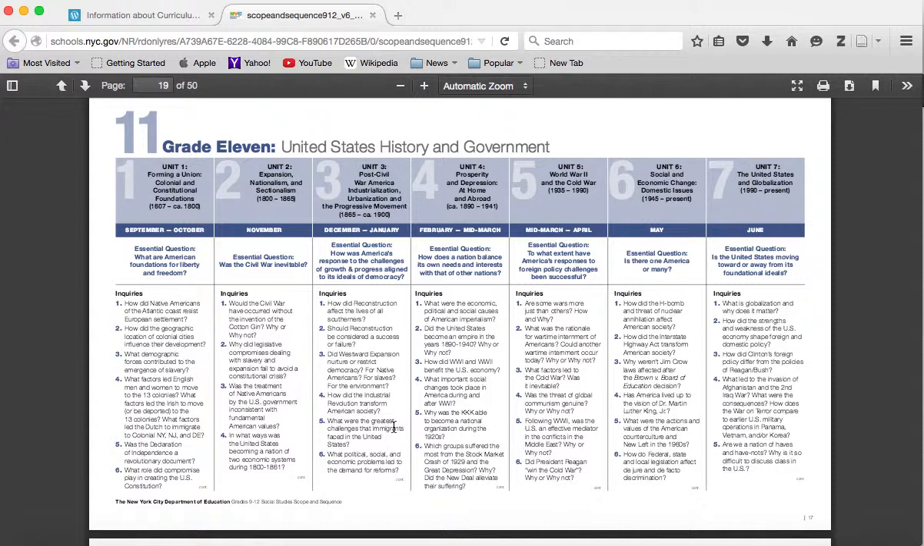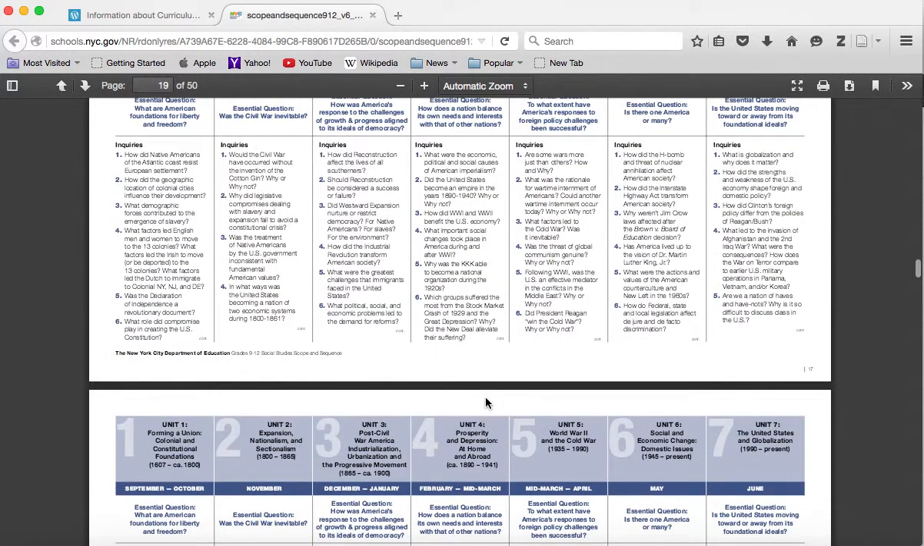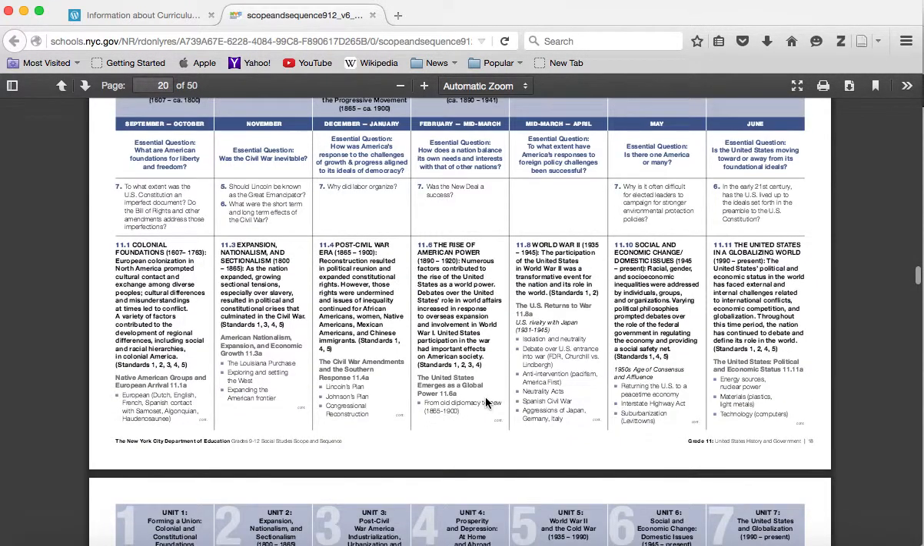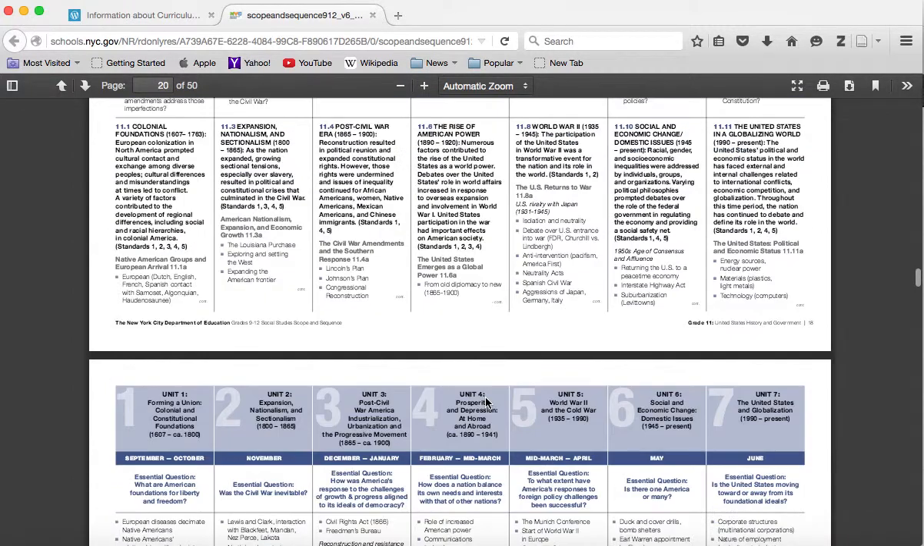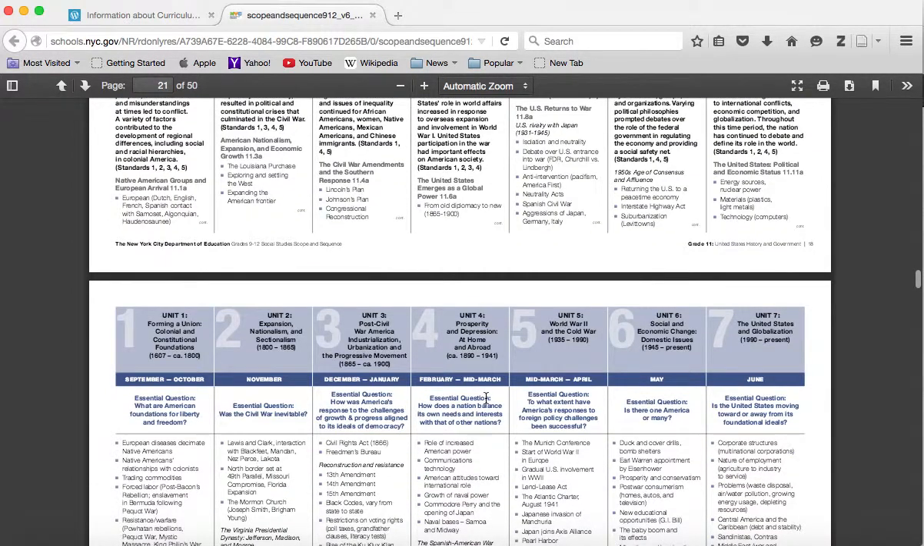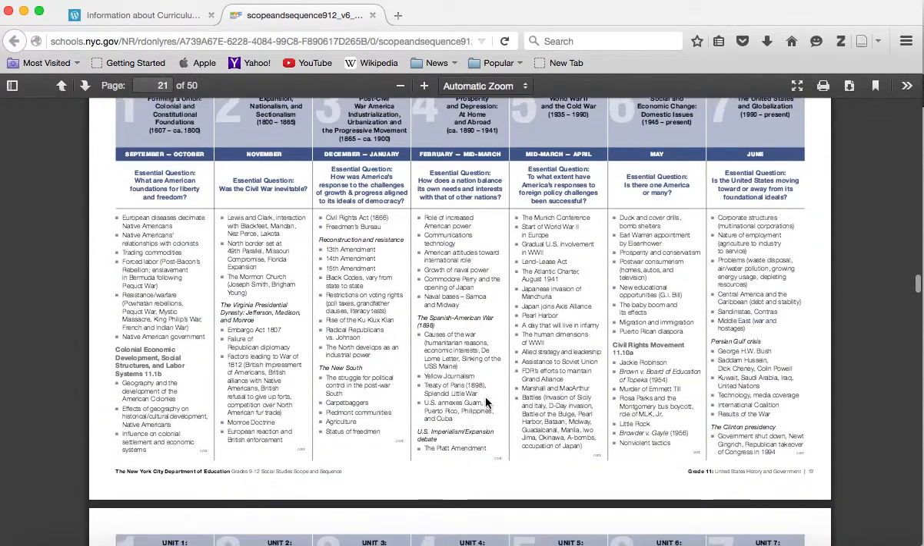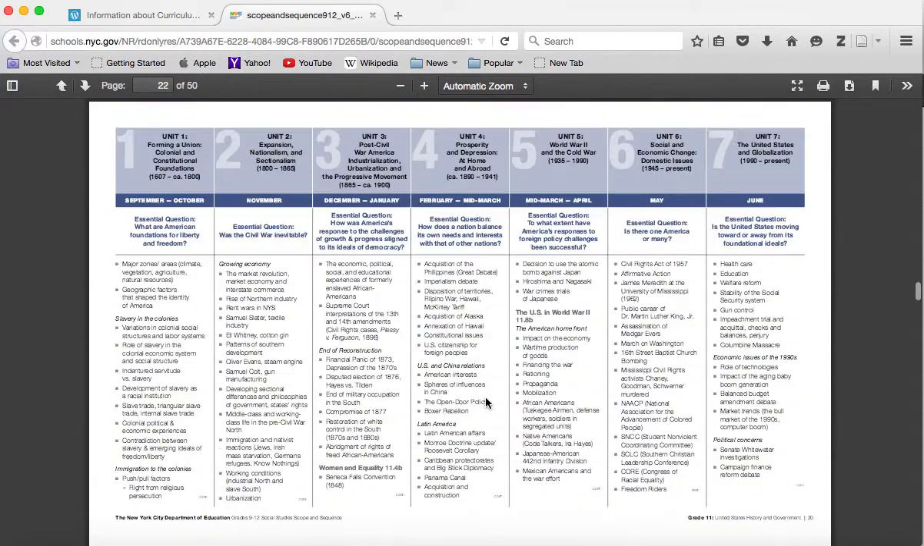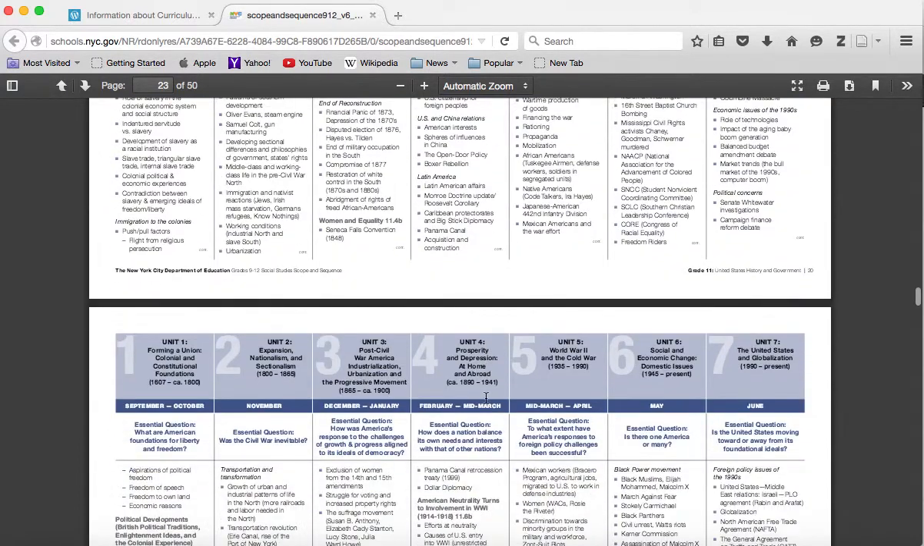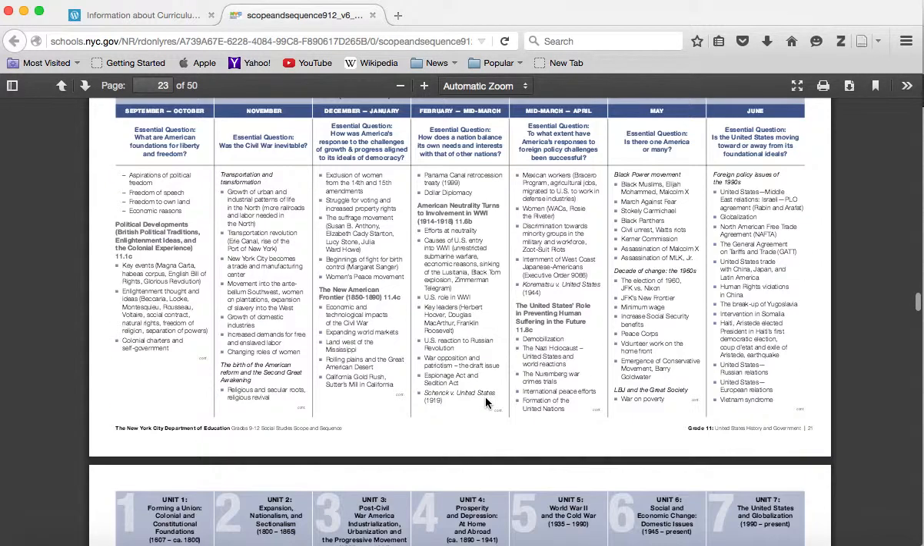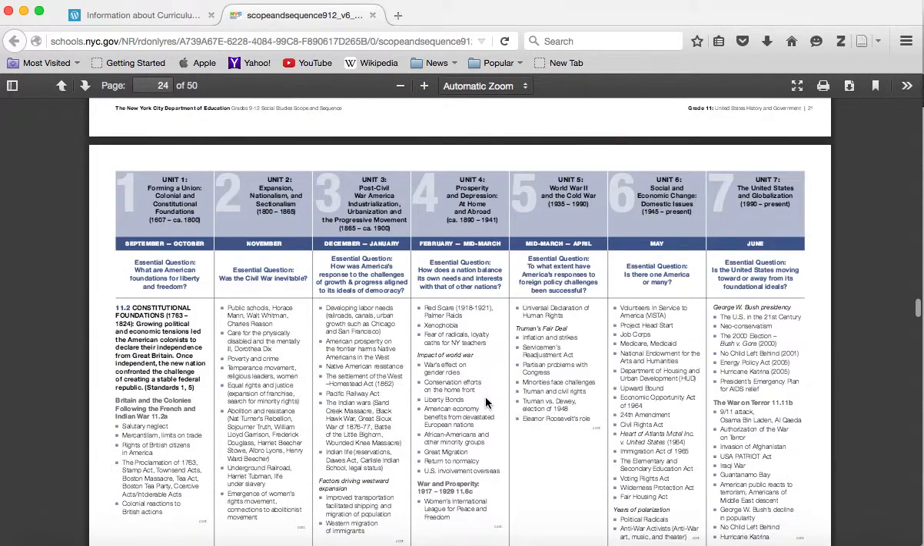Again, this is all broken down very similarly, so it lists the inquiry questions, and then it's broken down into sections, and then further, each section is broken down even further, so you can find everything you need to know in here. And any questions you may have about when things will be covered, again, could be found in any of these sections.